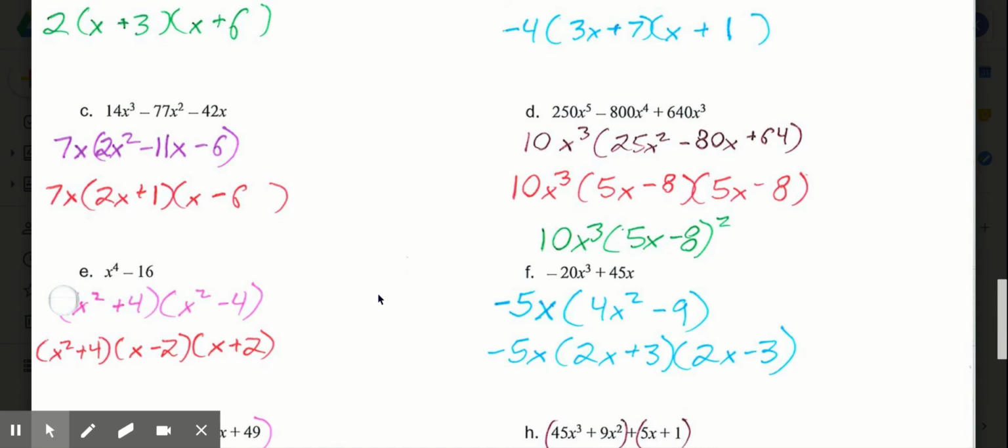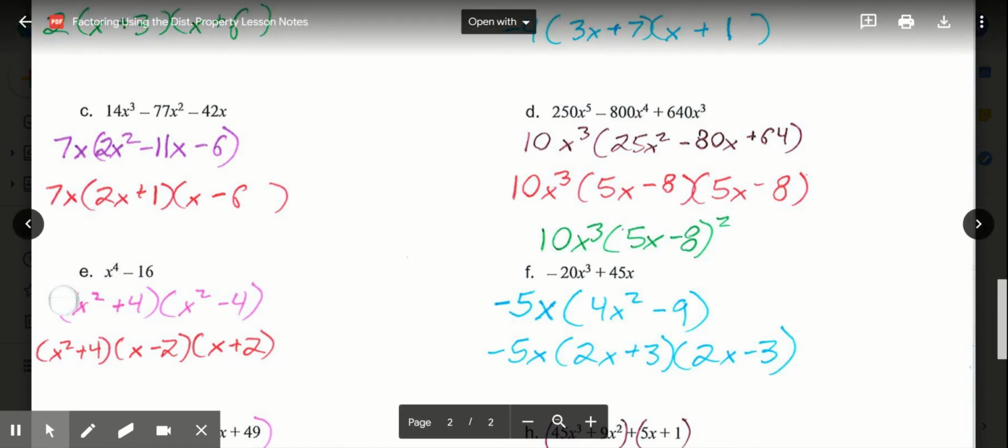So C and D, same idea here. First step, factor out greatest common factors. So in C, I'm pulling out a 7x. Leaves me with 2x squared minus 11x minus 6 on the inside. Factor the 2x squared minus 11x minus 6, and that breaks down to 2x plus 1 times x minus 6. So when we factor completely, we have 7x times 2x plus 1 times x minus 6.